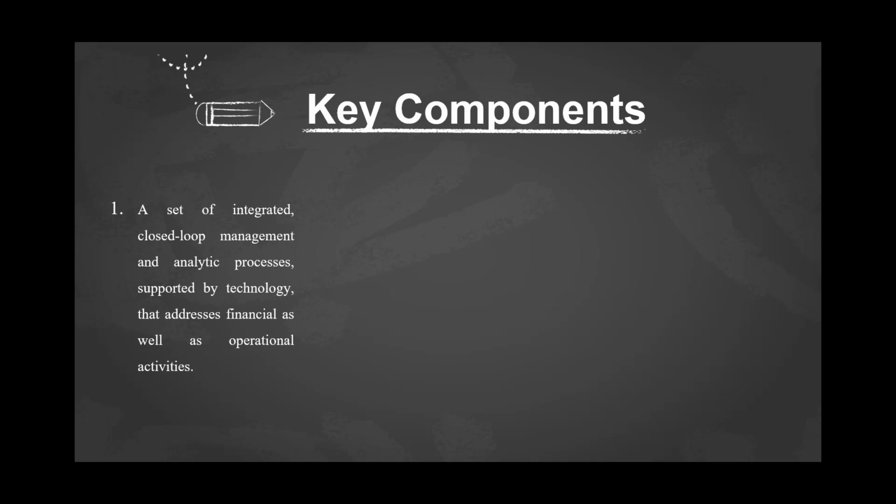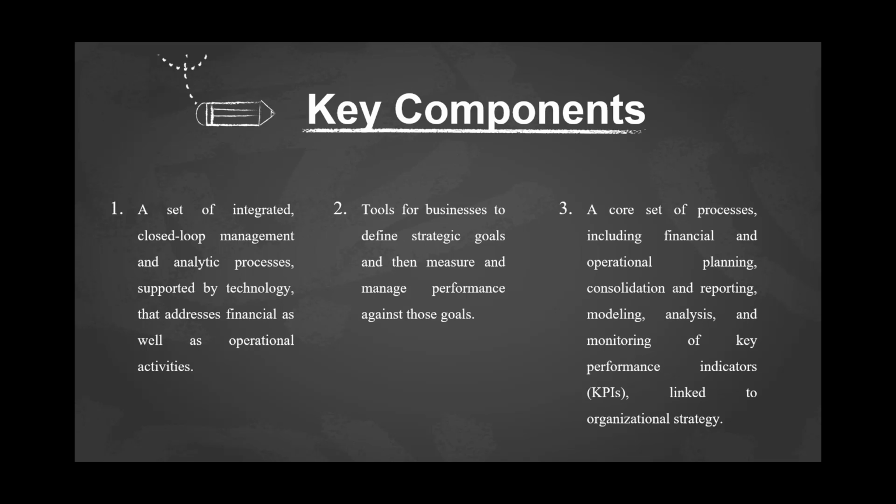So, business process management consists of three key components. Number one is a set of integrated closed loop management and analytic processes supported by technology that addresses financial as well as operational activities. Number two is tools for businesses to define strategic goals and then measure and manage performance against those goals. Third, a core set of processes including financial and operational planning, consolidation and reporting, modeling, analysis and monitoring of key performance indicators linked to organizational strategy.